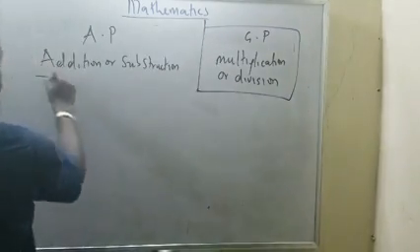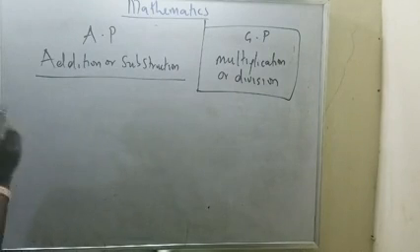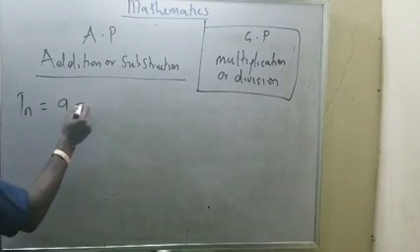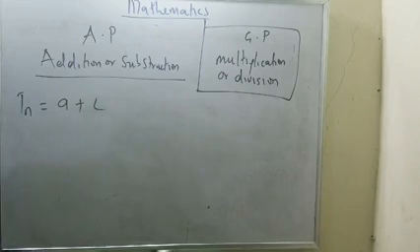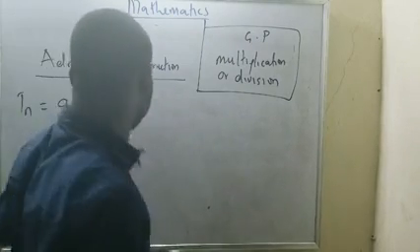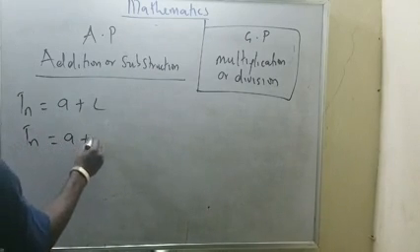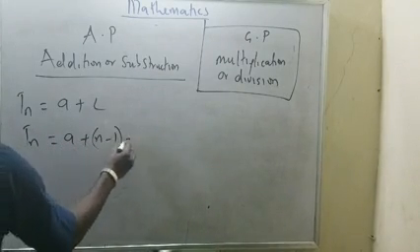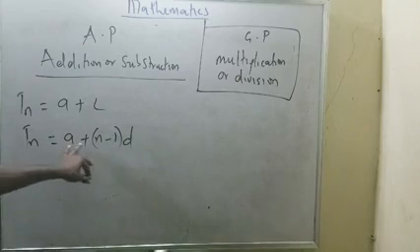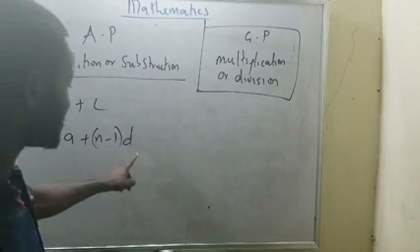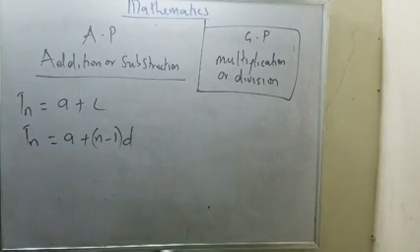Now I focus on this one, and I started with the first and last term of AP. My last term is equal to A plus n minus 1 bracket of D, which I've defined in this video. A is my first term, n is my end term, D is my common difference.